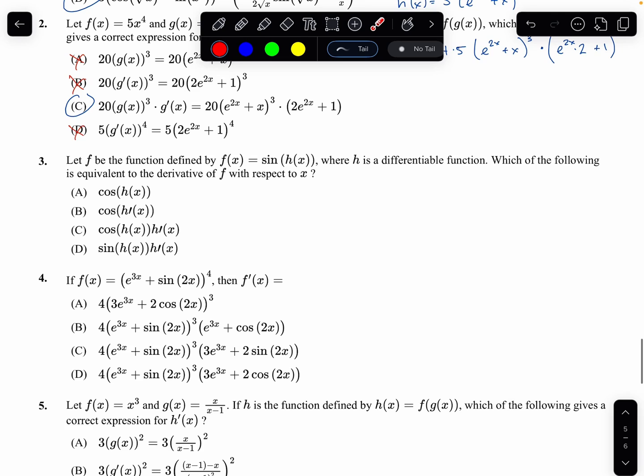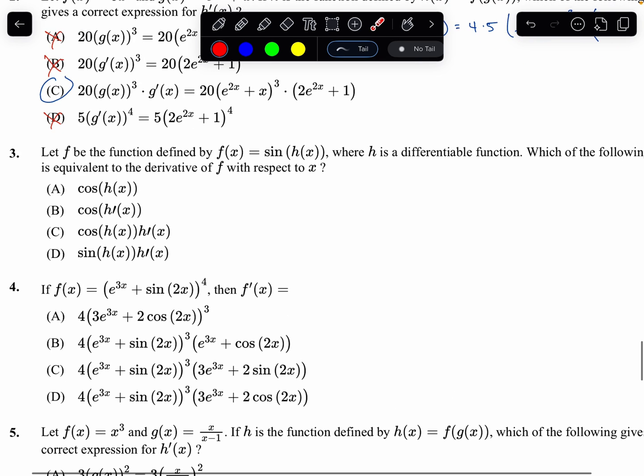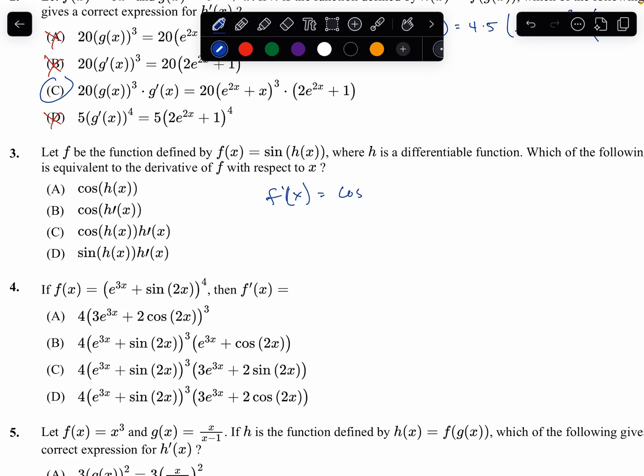For 3, let f be the function defined here, which of the following is equivalent to the derivative of f. So let's just take this expression. So we'll find f prime of x. We'll take the derivative of the outside part, which is cosine. So it's going to be cosine of h of x times the derivative of h of x. I'm just going to say times h prime of x since I don't know what h of x is. That should be it. So I think this one's got to be C.